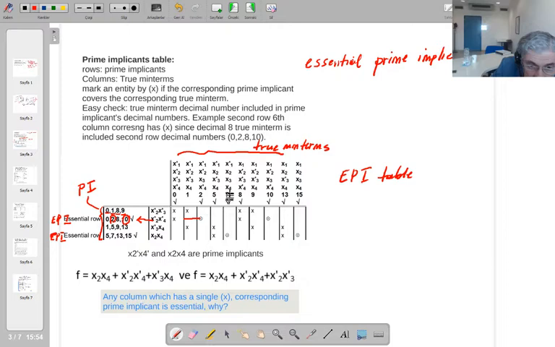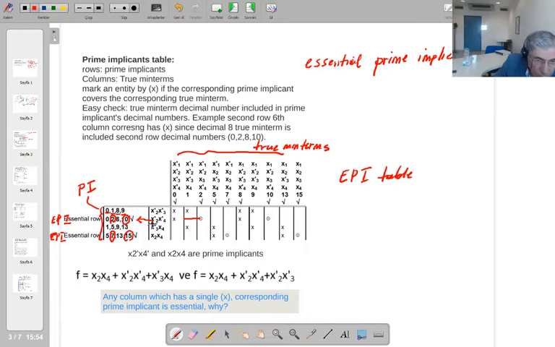So if you look at this, because of that 7, this prime implicant is an essential prime implicant. Because of this column here, this column has got one circled mark, the corresponding row is the essential prime implicant, because of that 15 true minterm. Okay. So in that prime implicant table, I found essential prime implicants.